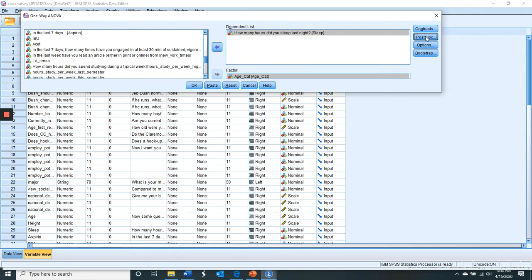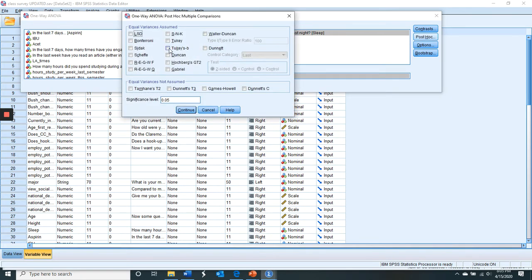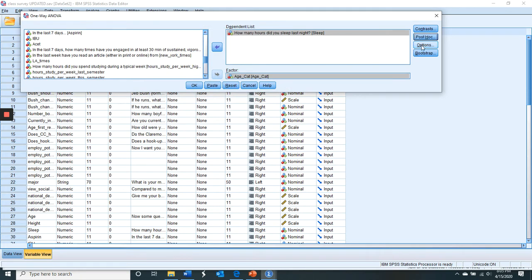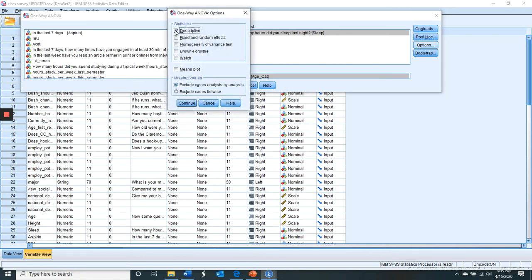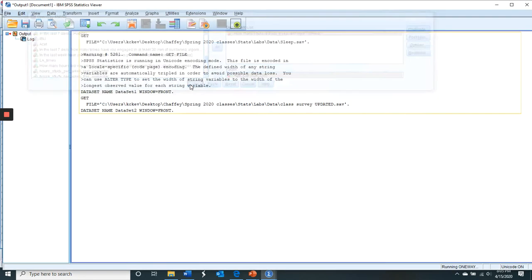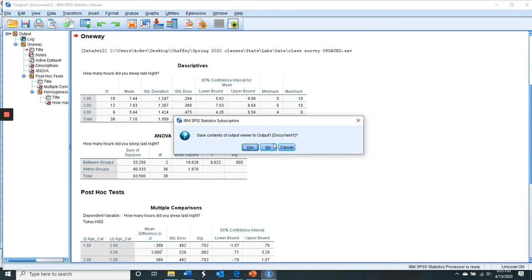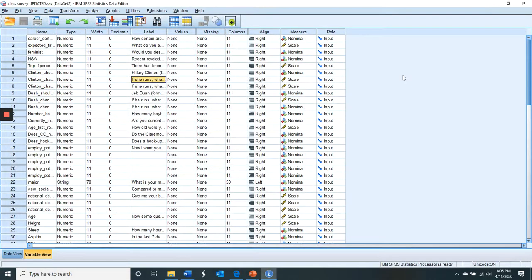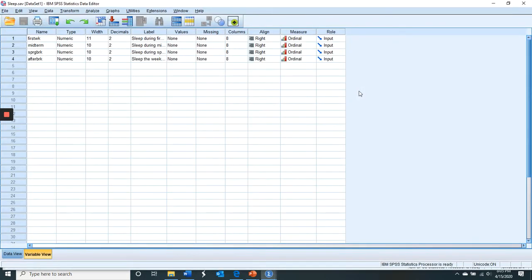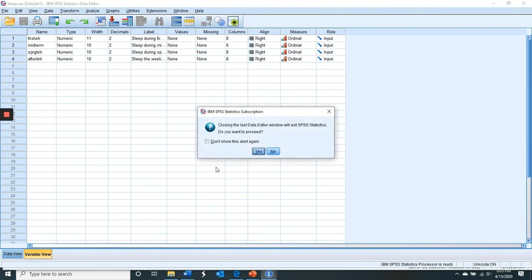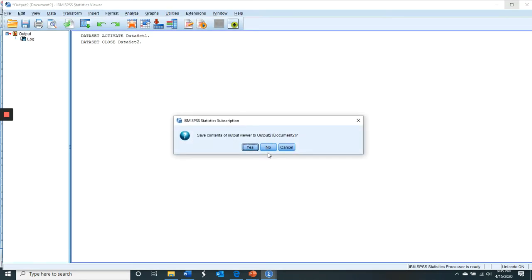And then we press post-hocs because we need to do post-hocs, and we've been doing Tukey in this class, and then you press continue. And then you do options to get the descriptives. And so that's how you run an ANOVA test. And I don't think I need this. So I'm going to close SPSS.